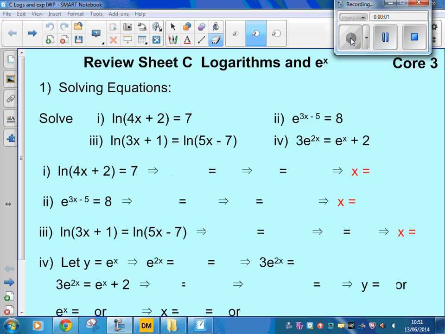Review sheet, see logarithms and e to the x. The questions in this video are not the same as those on the review sheet, but if you work your way through the video, it should help you with the review sheet.